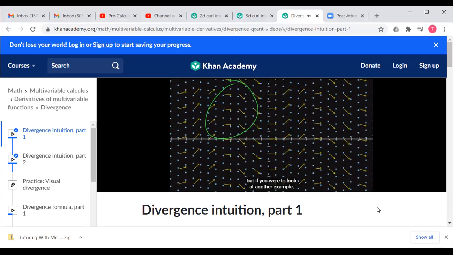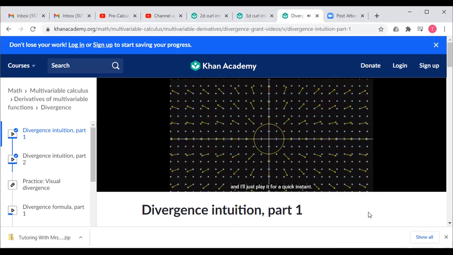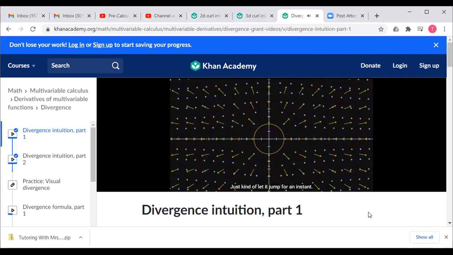But if you were to look at another example, like one that looks like this, and I say I want you to focus on what happens in that little region around the origin, you can probably predict how, once I put some water molecules in there and let them flow along the vectors, the density inside that region around the origin decreases. So we put a whole bunch of vectors there, and I'll just play it for a quick instant. And one thing that characterizes this field around the origin is that decrease in density.